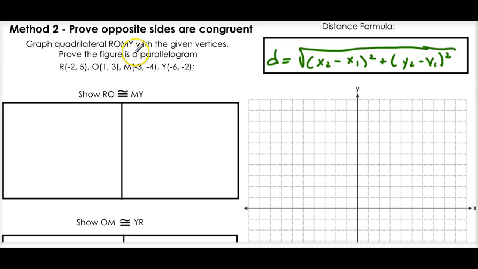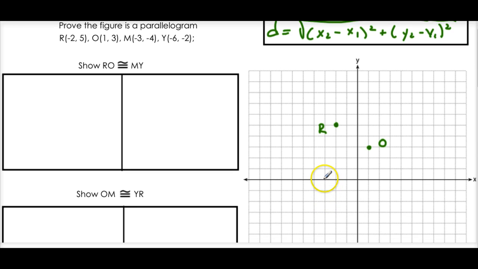So graph quadrilateral ROMY with the given vertices, prove the figure is a parallelogram. Well, we got R, which is -2, 5. That's our R. O is 1, 3. That's our O. M is -3, -4. That's M. And Y is -6, -2. And that is our Y. All right, beautiful. Let's connect it up to make our parallelogram.